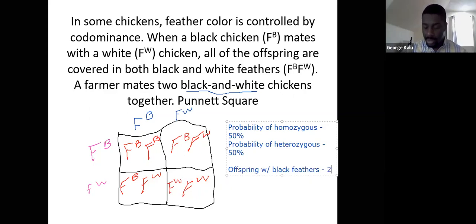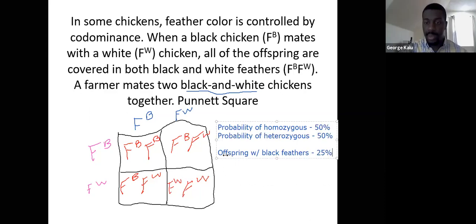25%, right? 25% here, because we see one of our 4 boxes has the FBFB genotype. So FBFB is going to give us black feathers. What about offspring with white feathers? Right, another 25%. Perfect. So FWFW, those are going to be our white feathered offspring.